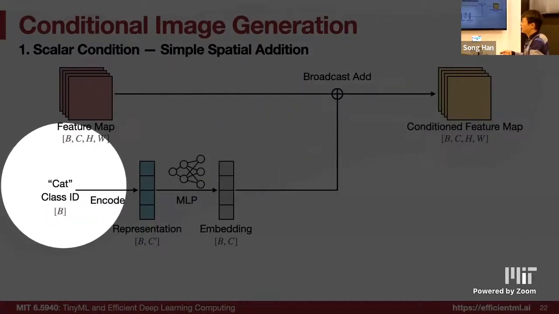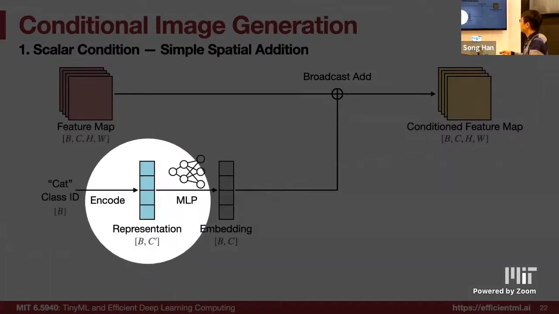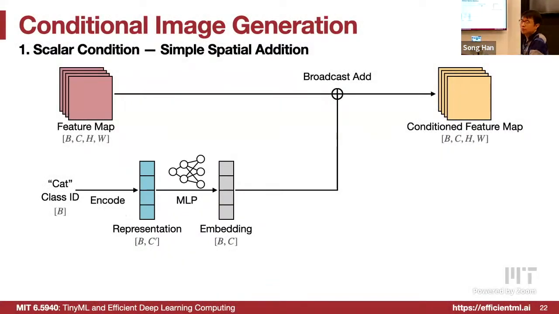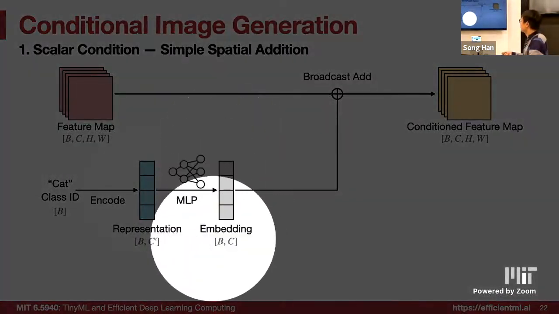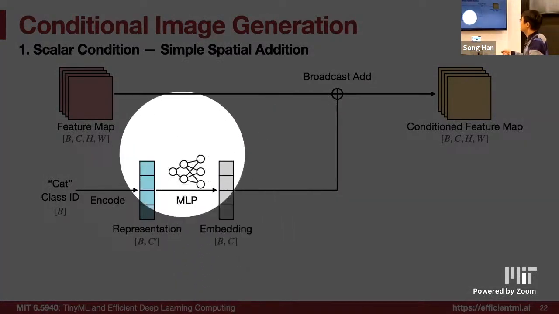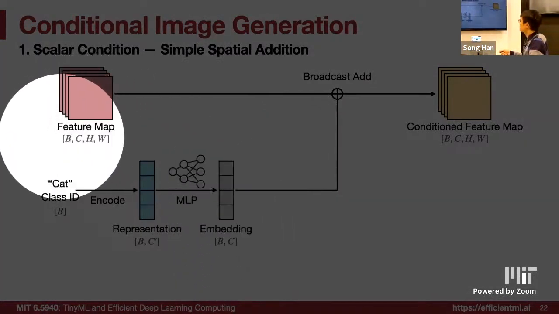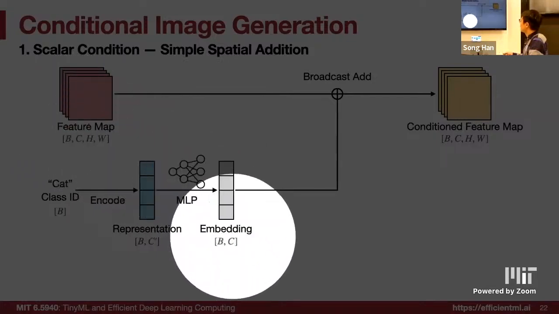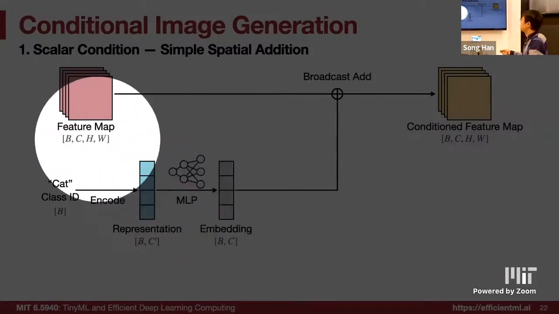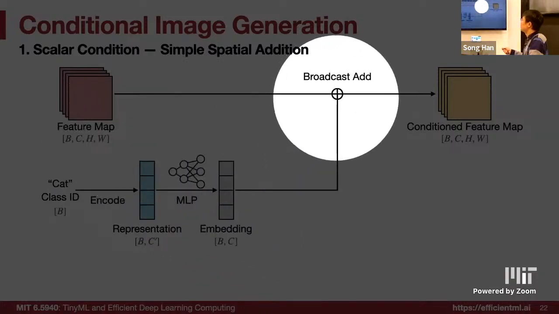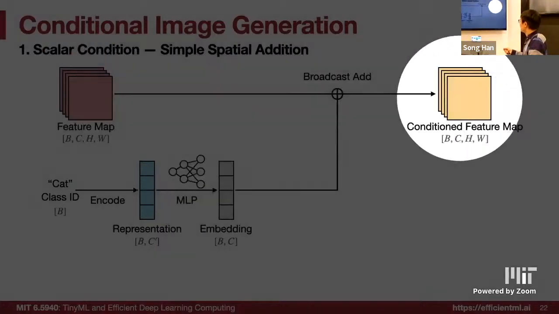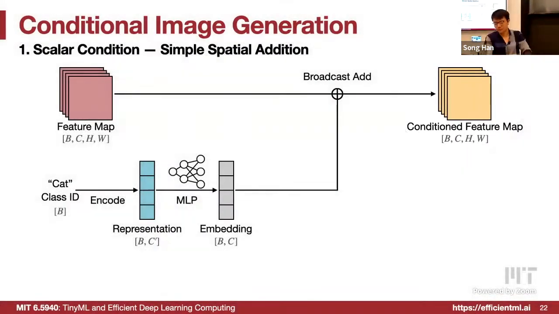Given a class ID, like a cat, maybe ID number 776, we encode that by passing it through several multi-layer perceptrons, and then we get an embedding, batch size times C. C is the channel, versus the original feature map, which is BCHW. So we broadcast the single element to H times W, and then we perform this broadcast add to add them together to get a conditioned feature map. So that's how we add this class condition.